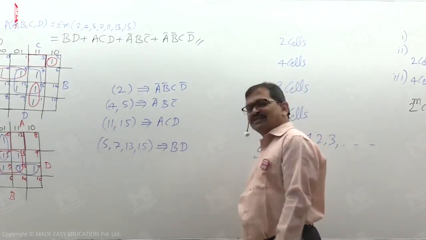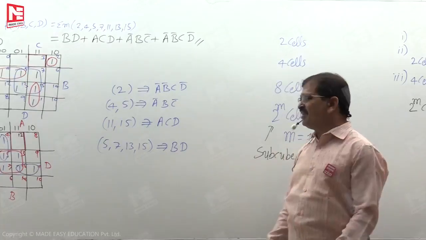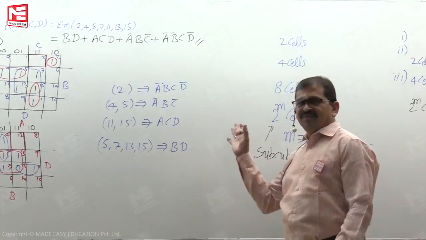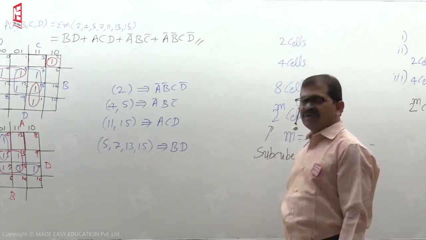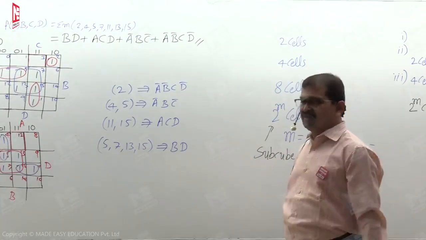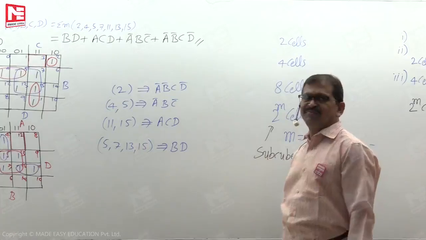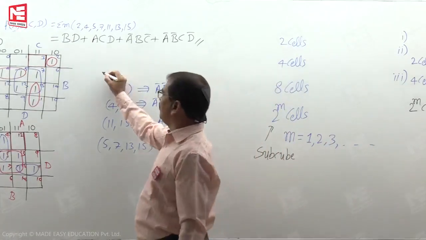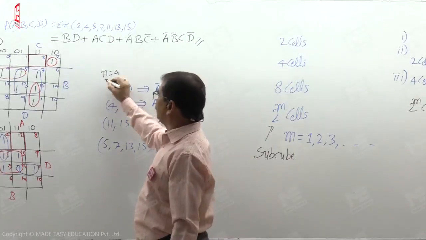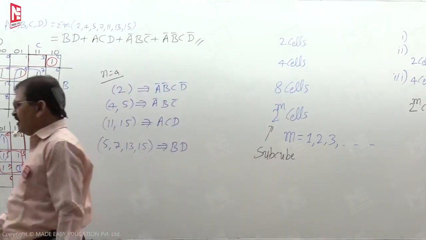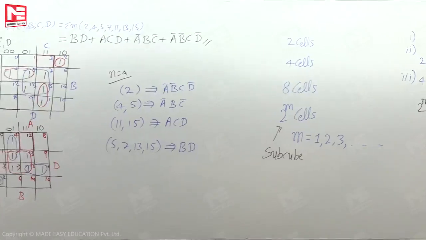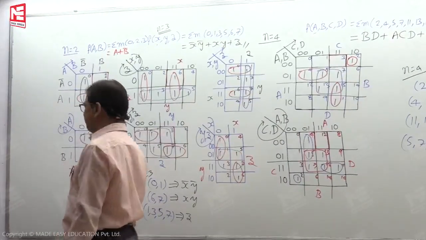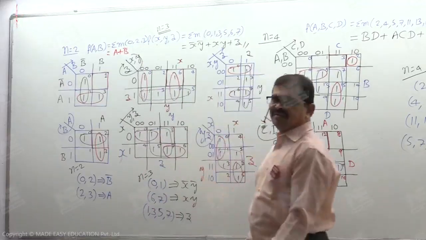Now, while looking at all these examples, we can draw a few conclusions based on the observations from these examples. We have here a function on 4 variables, a function on 3 variables, and a function on 2 variables.